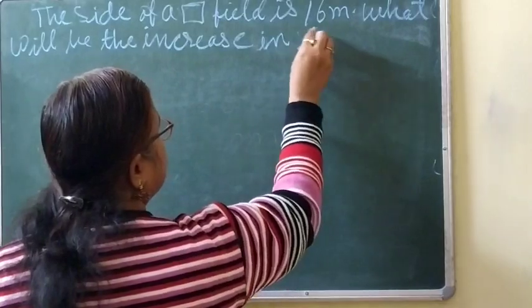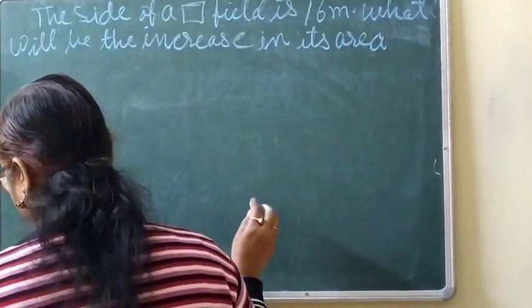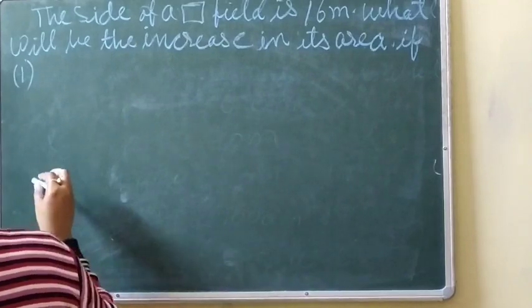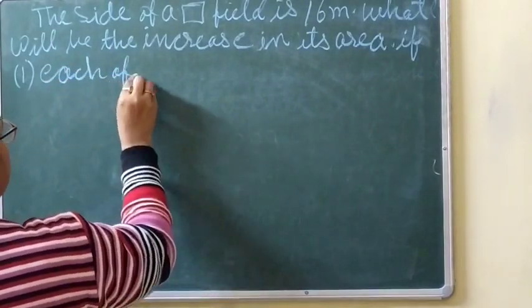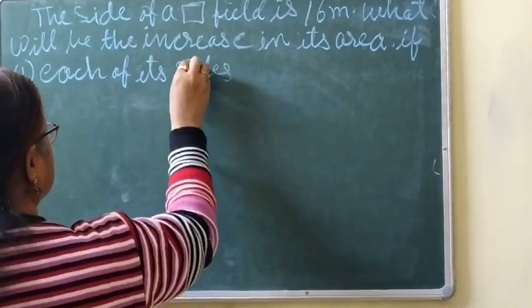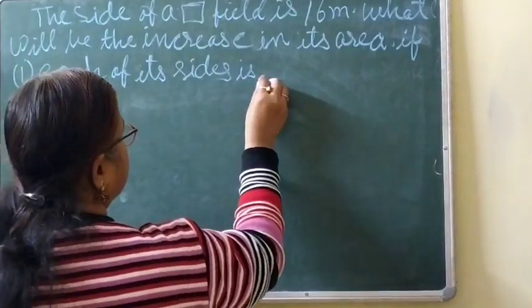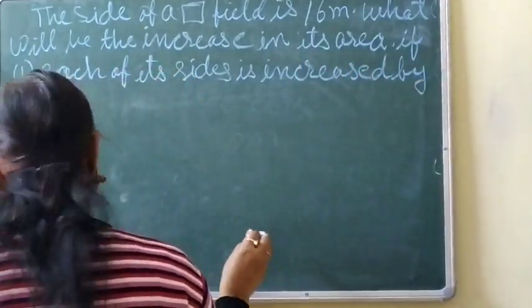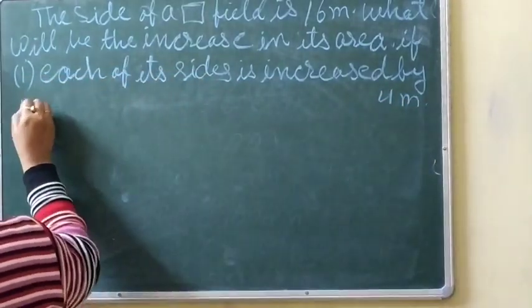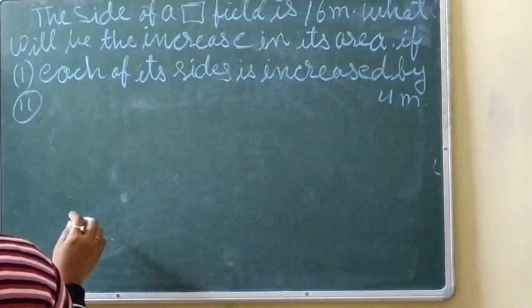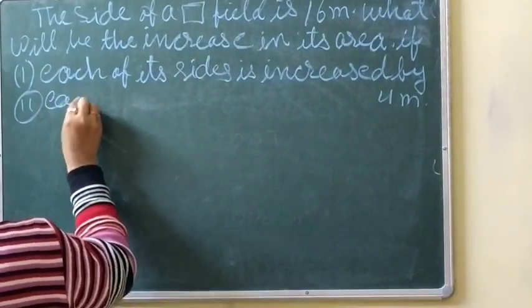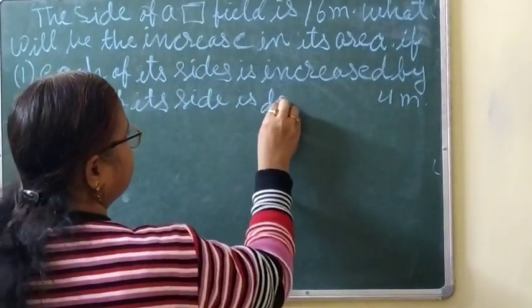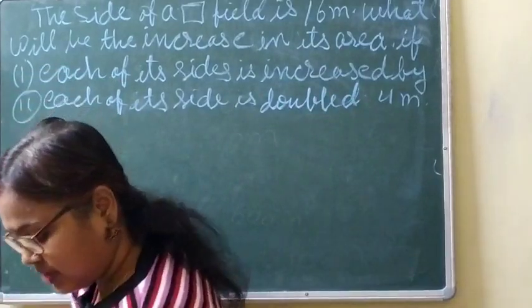Increase in its area if, number 1, each of its sides is increased by 4 meter. And the second one you have to find, each of its sides is doubled.